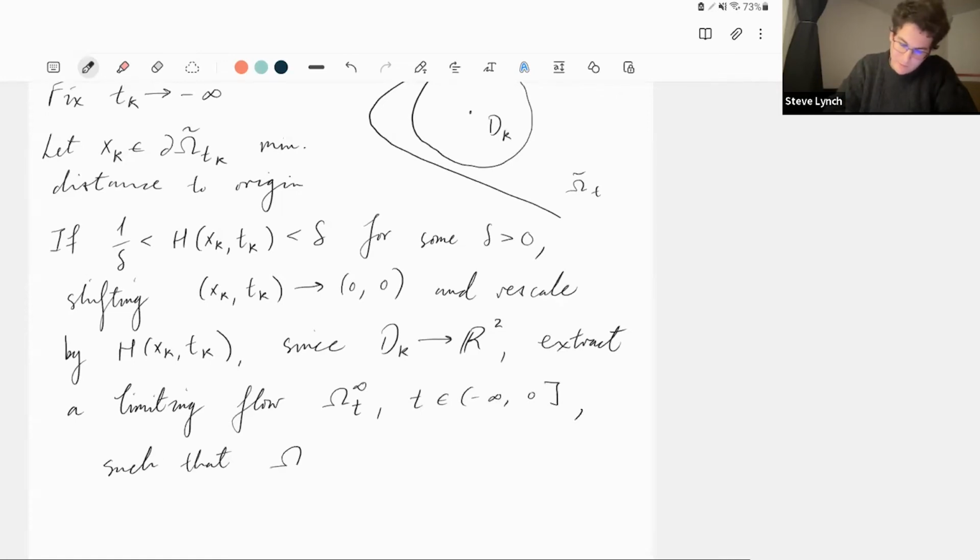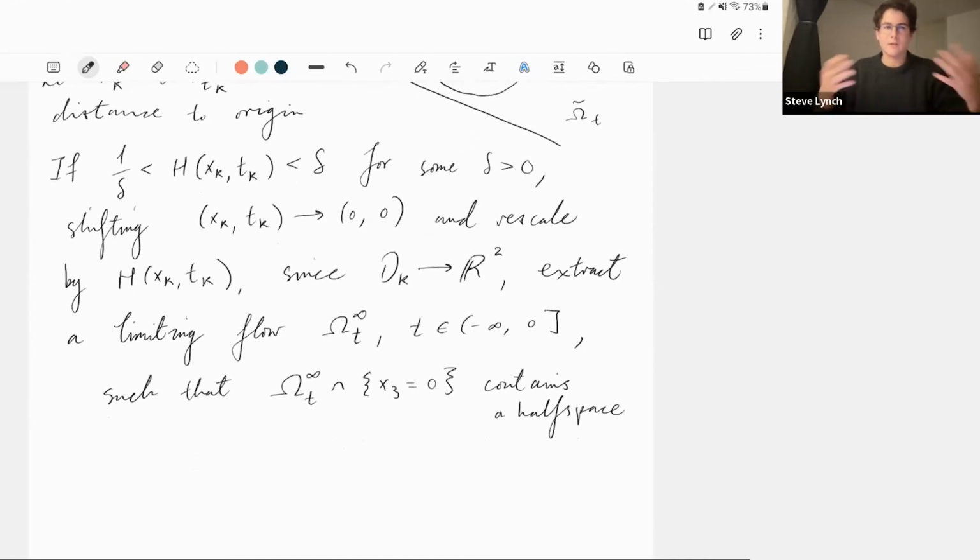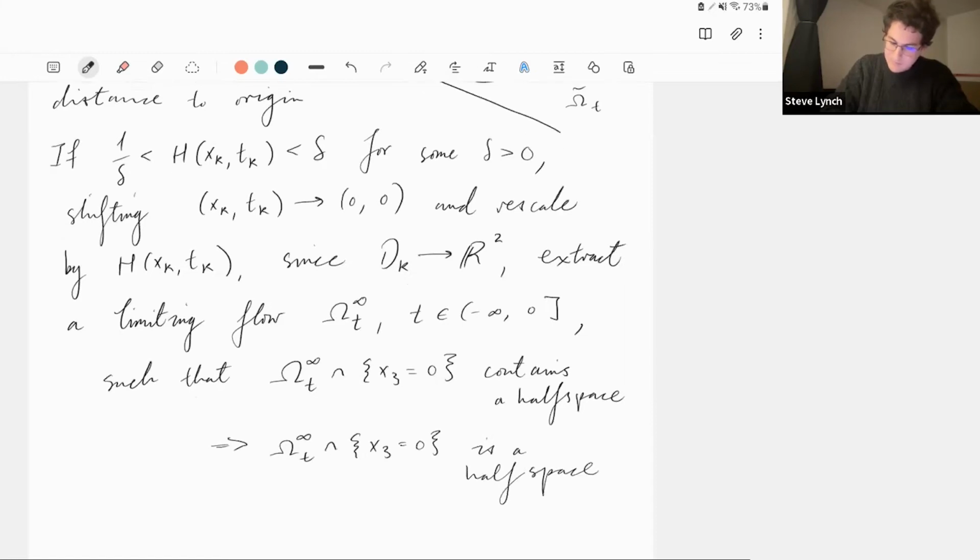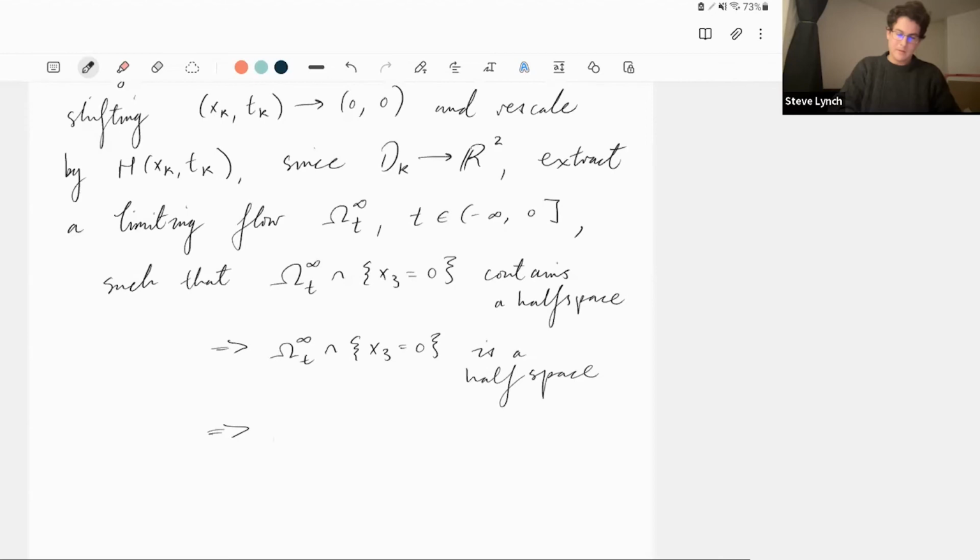So in the limit, if you look at the intersection of this with the middle plane, this is going to contain a half space. Okay, but it's also convex. So if you're convex and you contain a half space, then you have to be a half space. So in fact, this set is a half space. Okay, so in particular, the solution, omega infinity, splits off a line.